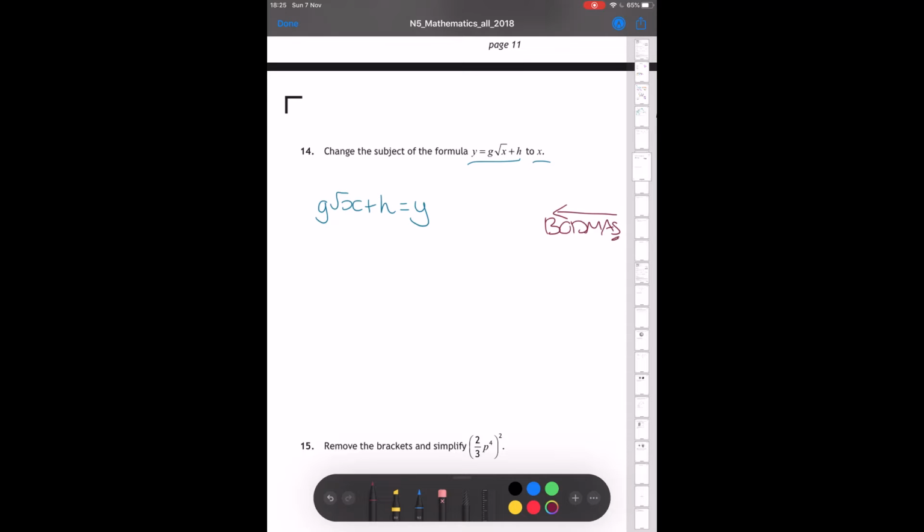So I know, oh look, subtract is weak, and add is weak. So, oh look, add. So then we have to do the opposite. So g root x equals y minus h. Next step, we're going along. Oh look, we have a multiplication, which is next weakest. What are we doing? We're multiplying by g. So then we do root x equals y minus h over g.